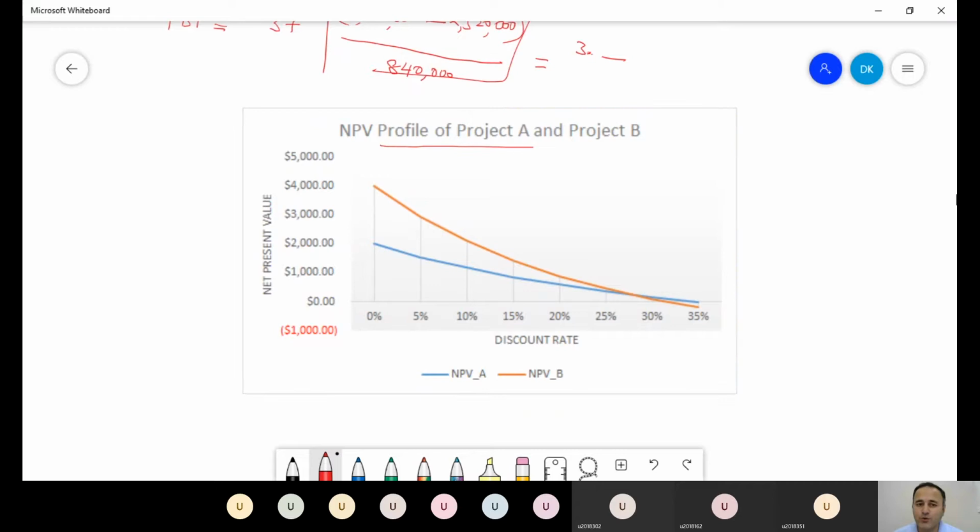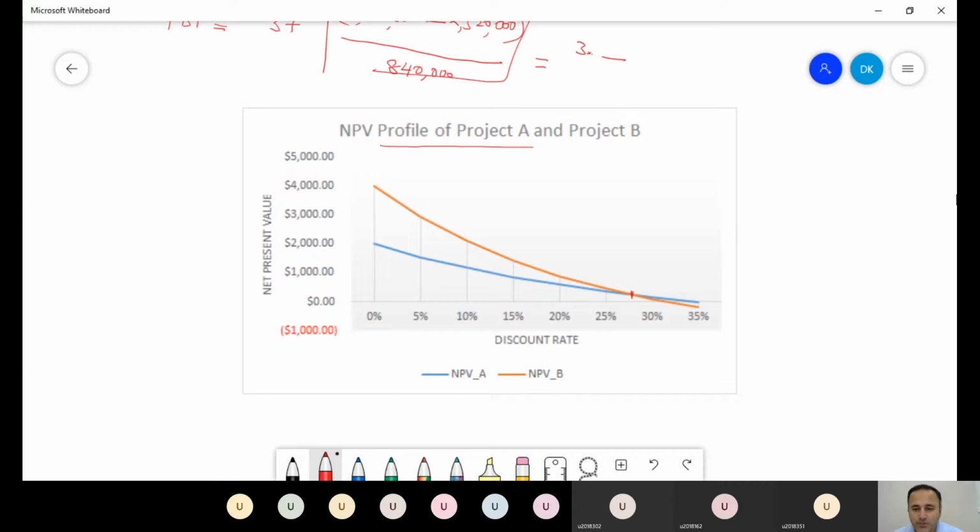Anyways, this is the NPV profile of project A and project B. As you can see, the crossover rate, which is the Fisher rate of intersection, is around 28%, as you can see from this point.